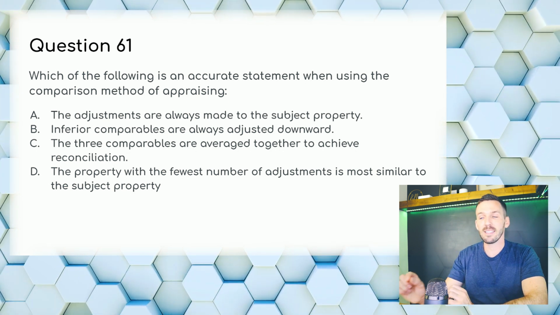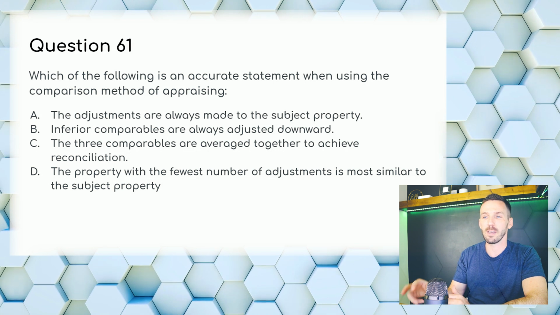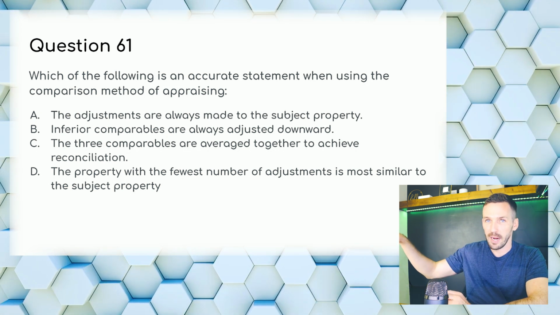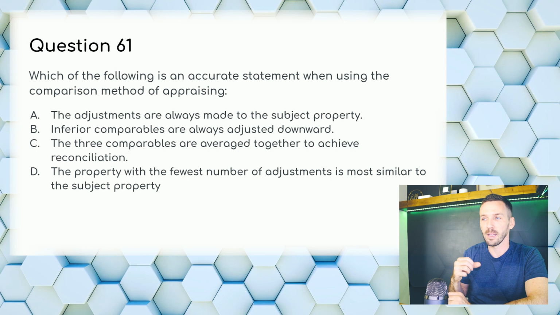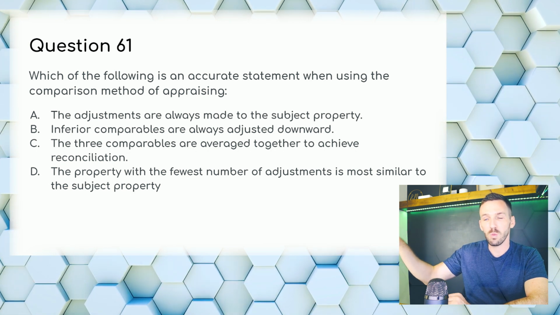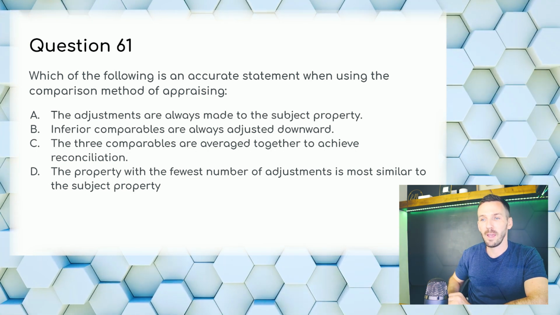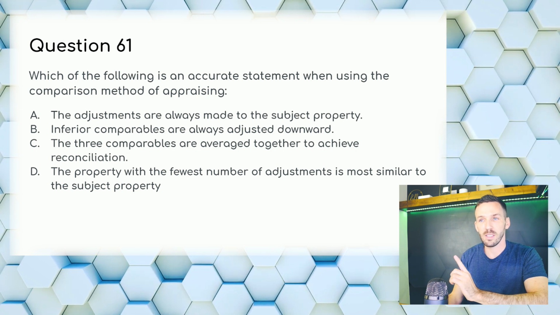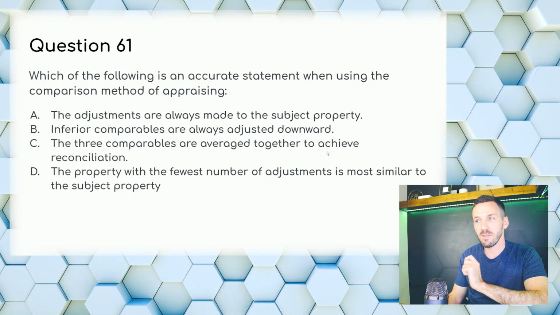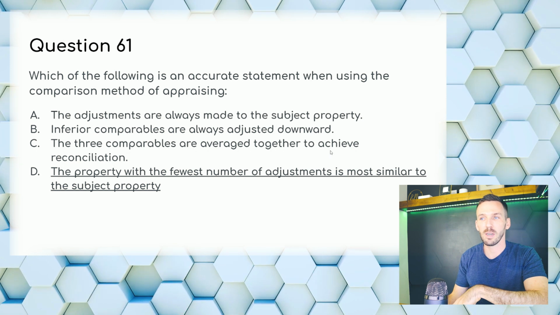So when using the comparison method, we are comparing similar properties. Adjustments are made to the comparable, not the subject property. If an inferior comparable is worse, you raise the price. C is irrelevant, D is the answer. The property with the fewest number of adjustments is most similar to the subject property.